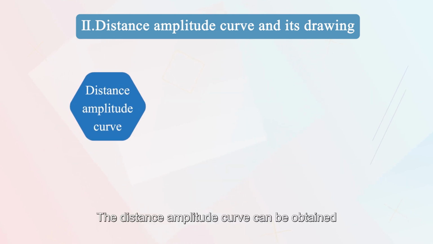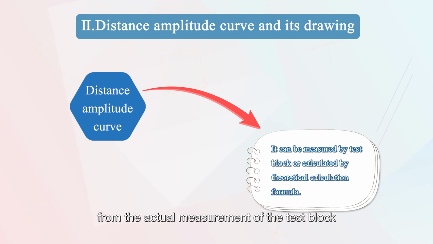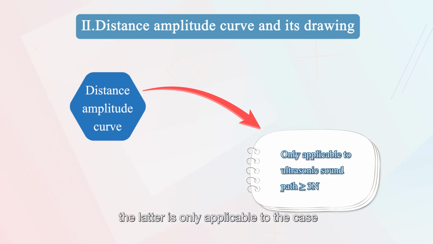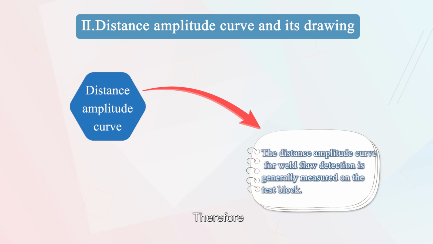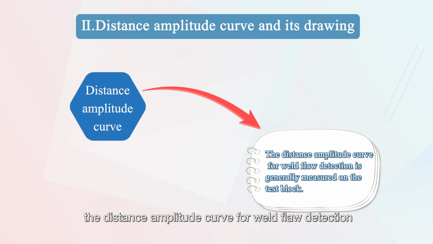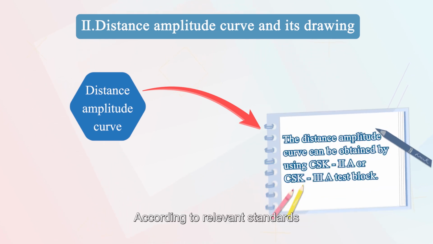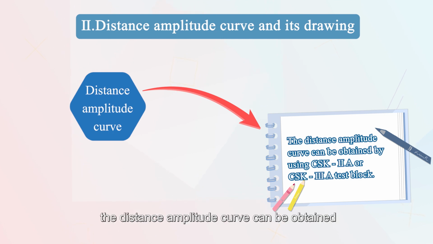The distance amplitude curve can be obtained from the actual measurement of the test block or the theoretical calculation formula. Similarly, the latter is only applicable to the case where the ultrasonic sound path is, as we can see here. However, in actual production, the thickness of the weld is often less than that. Therefore, the distance amplitude curve for weld flaw detection is generally measured on the test block. According to the relevant standards, the distance amplitude curve can be obtained by CSK-IIA or CSK-IIIA test blocks.